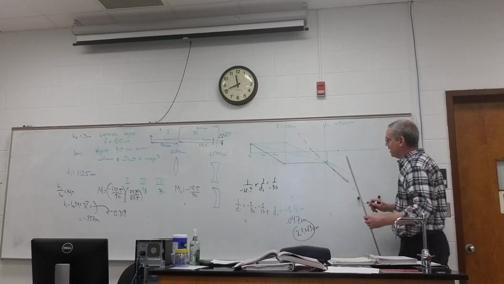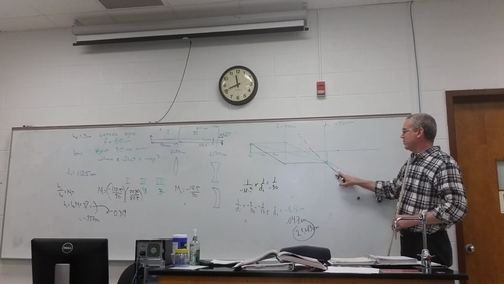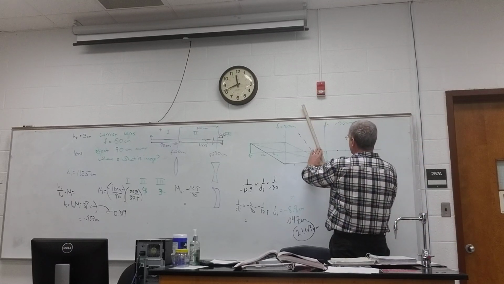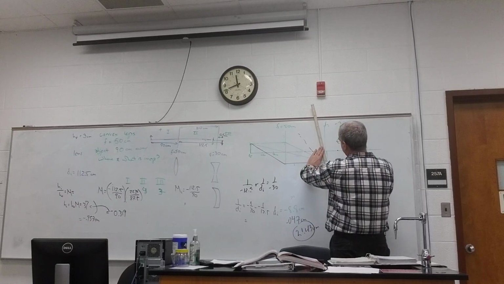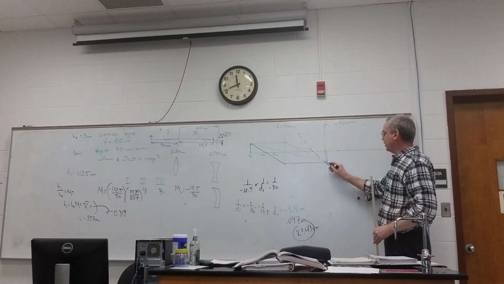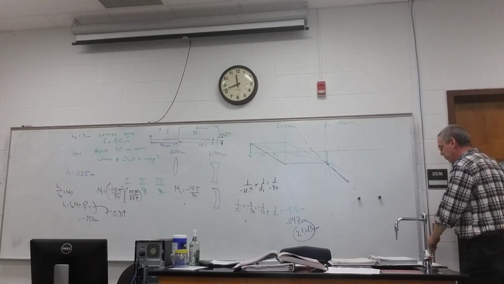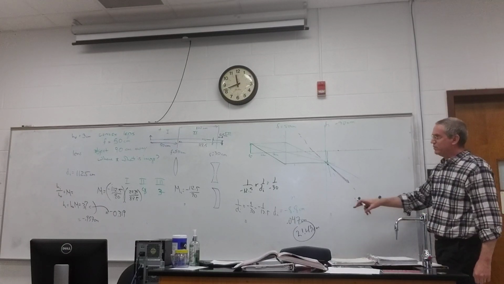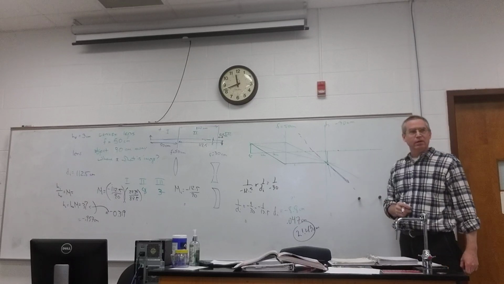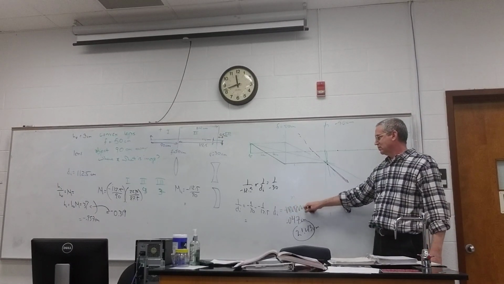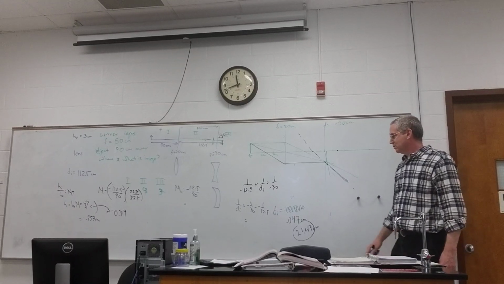So the final image will be at an intersection of this line right here, and to me, the simplest one is the one that goes through the center. So connect center and end point right there. And so the final image would be somewhere around there. It is a positive image, so it's going to be over on the side.